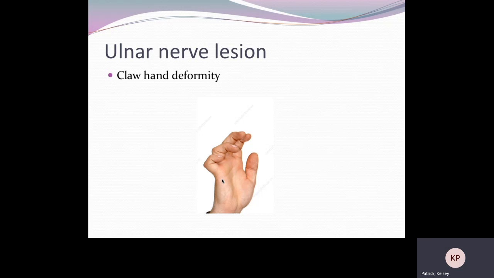If patients have motor loss in intrinsics of the hand due to an ulnar nerve lesion, they are at risk of developing claw hand.